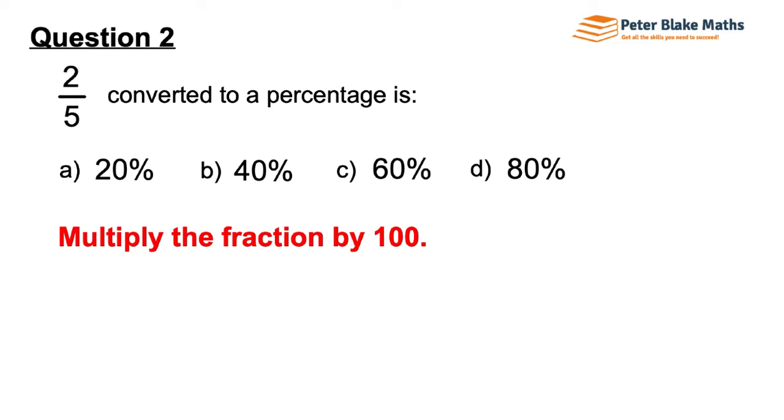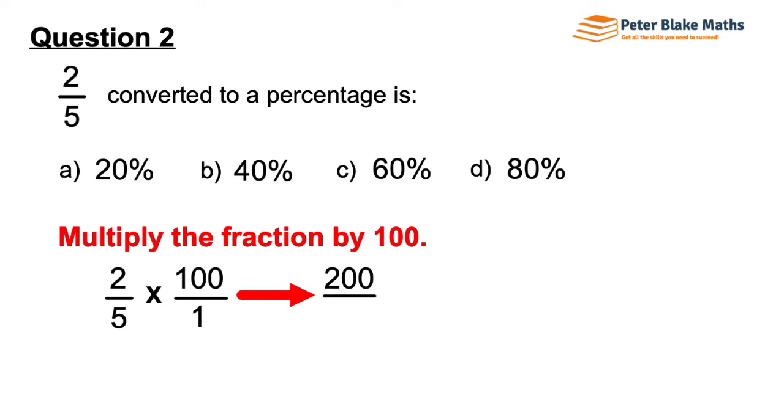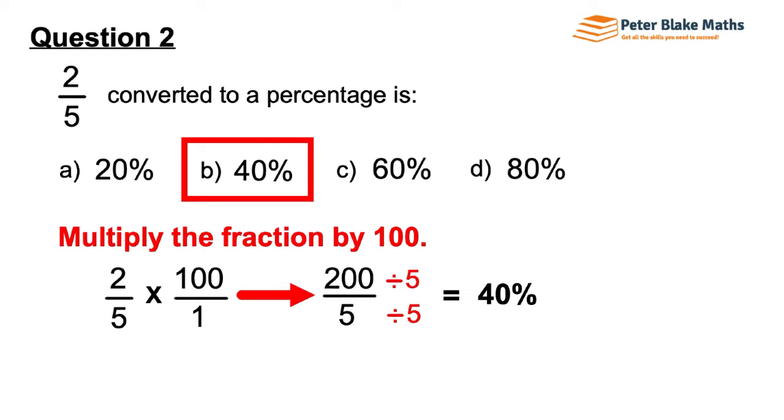To convert a fraction to a percentage, we multiply the fraction by 100. Here that would mean 2 over 5 times 100 over 1. We multiply across the top, get 200. We multiply across the bottom, we get 5. So we can then simplify that by dividing by 5. The bottom of the fraction divides into the top, so it's 200 divided by 5, and we get an answer of 40%.